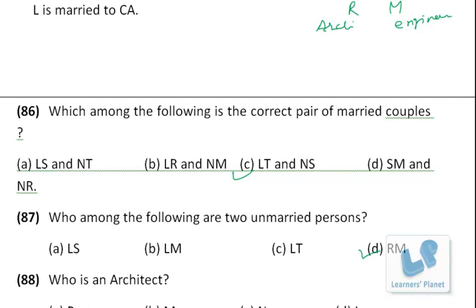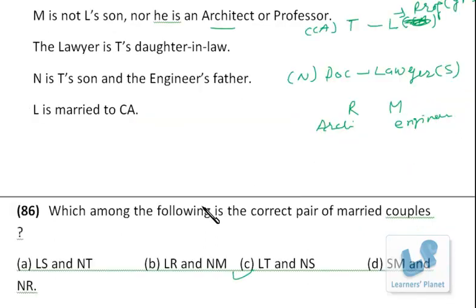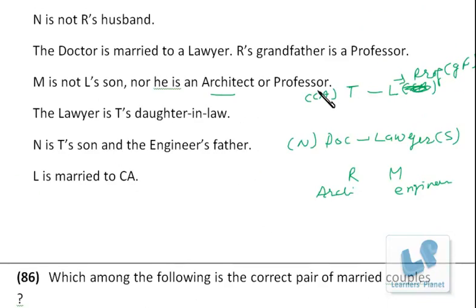And how is T related to M? T and M. So T is grandmother, because T is married to L and L is grandfather. That's why T is grandmother, right? So how is T related to M? That is grandmother. Okay, so we did all the 4 questions very quickly once we made this chart, right?